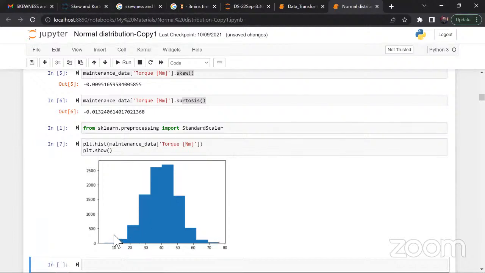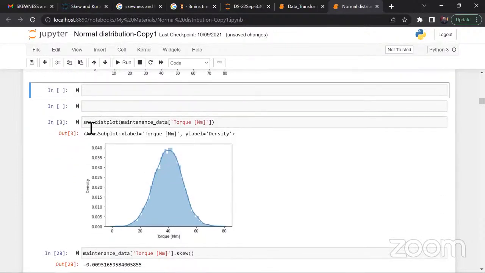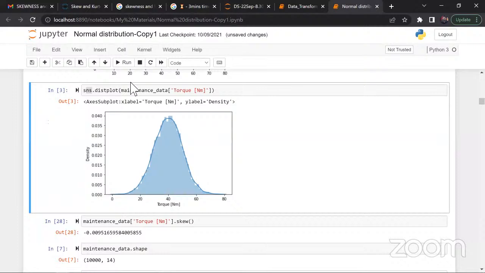So now if you see, my data is normally distributed. There is another plot also within Seaborn, called the dist plot, where if I just give it, I will be able to see this kind of bell curve. So now the center point is 40. Bell curve I'm able to see.